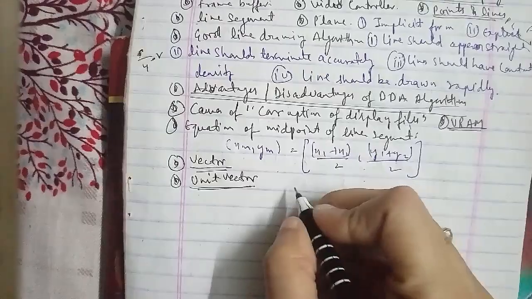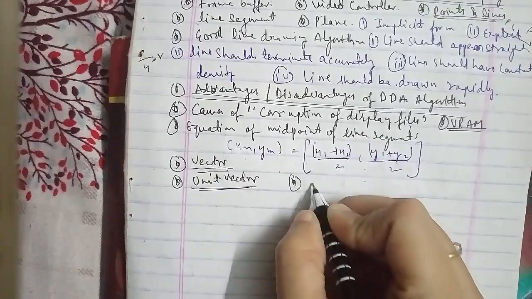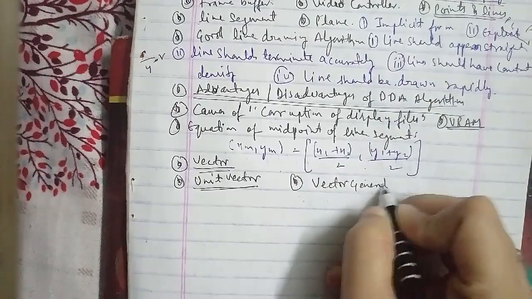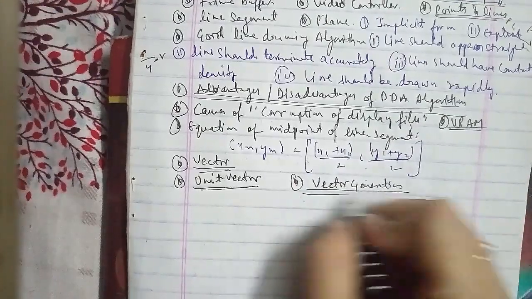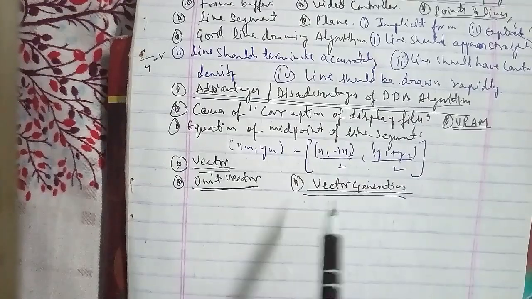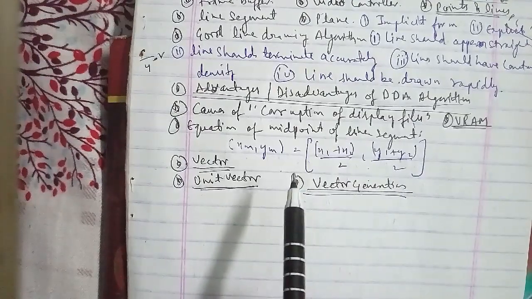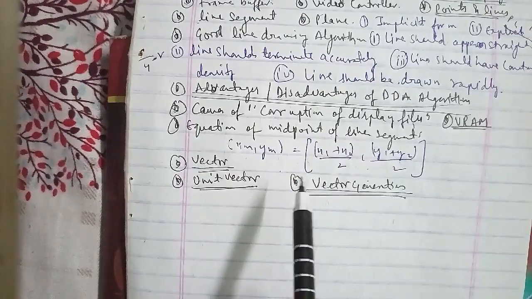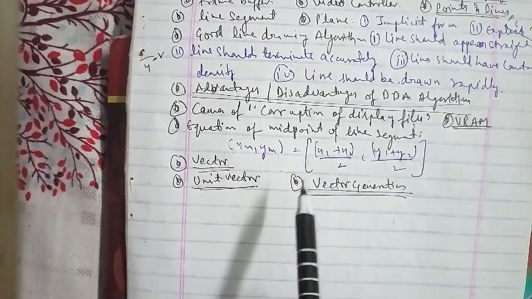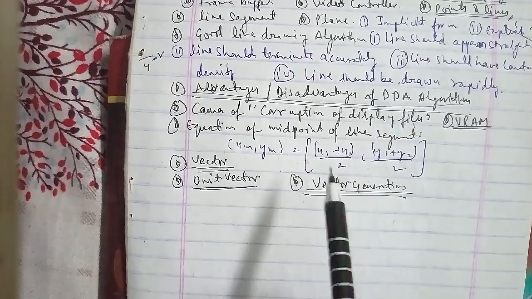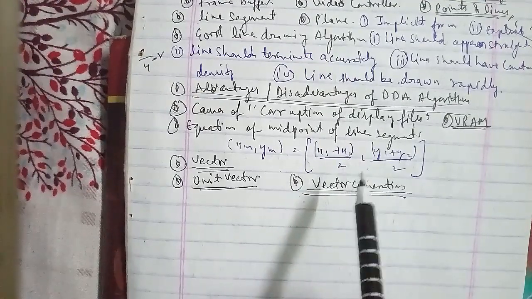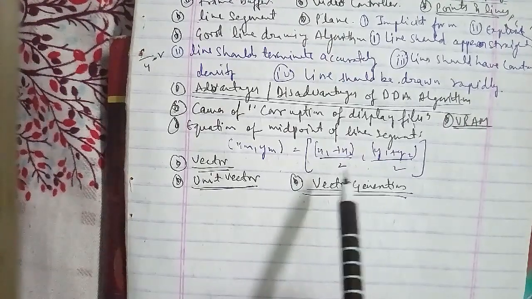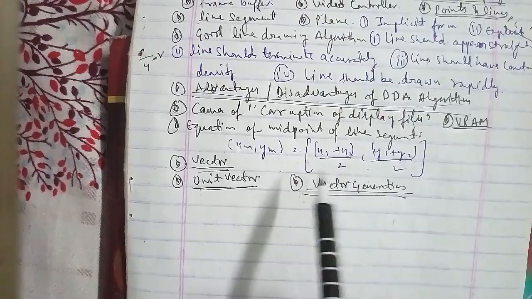Now we'll discuss another one, which is: what do you understand by vector generation? In vector generation, the process of turning on the pixels for a line segment is called vector generation, and it is also known as line generation. It is the use of geometrical primitives such as points, lines, curves and shapes, which are based upon mathematical equations, to represent the image in computer graphics.